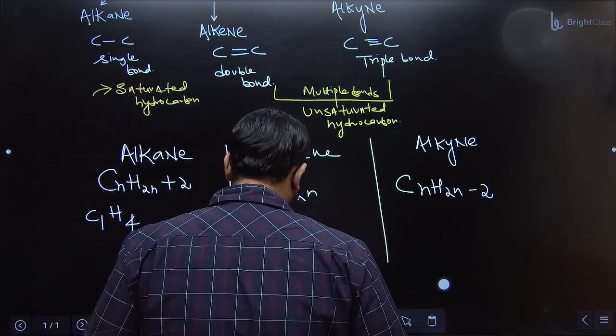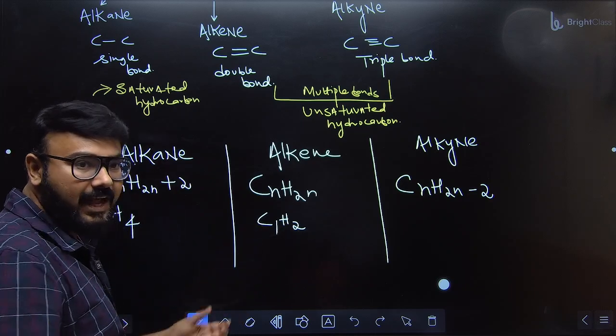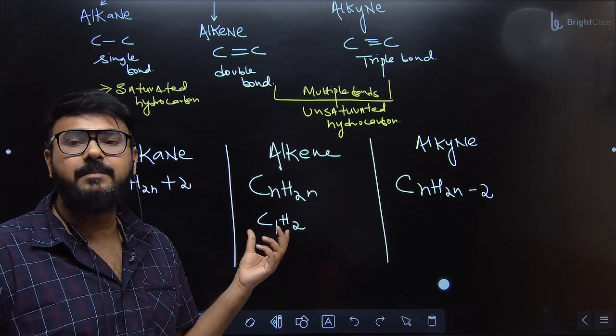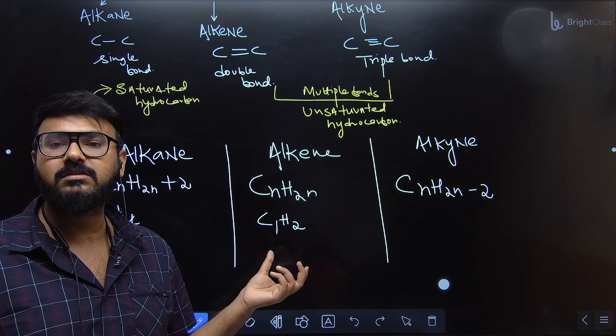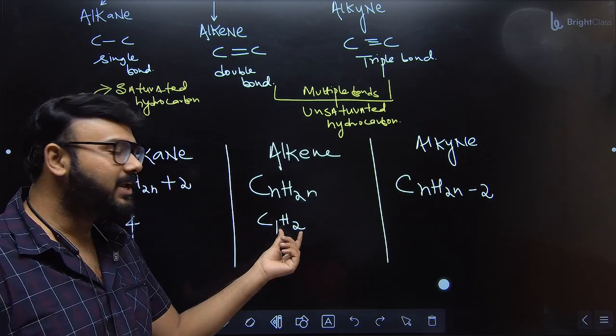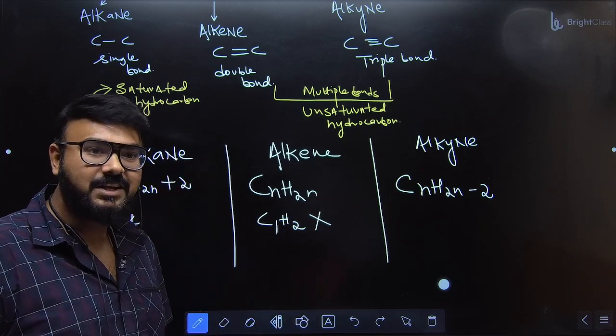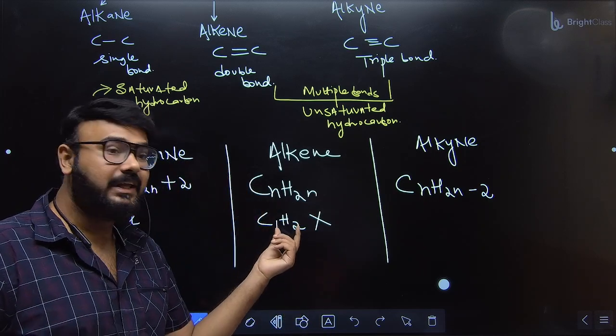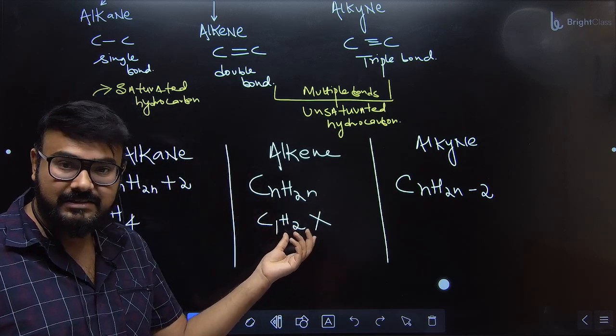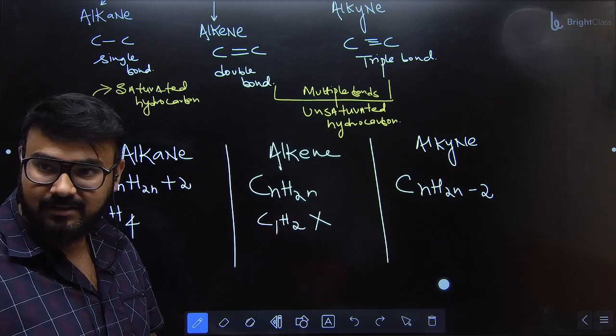So understand, carbon can form how many bonds? Carbon has 4 bonds. But how many hydrogens are there? So it does not exist. Carbon has 4 bonds, but how many? So it means it does not exist. You know the reason why it does not exist?